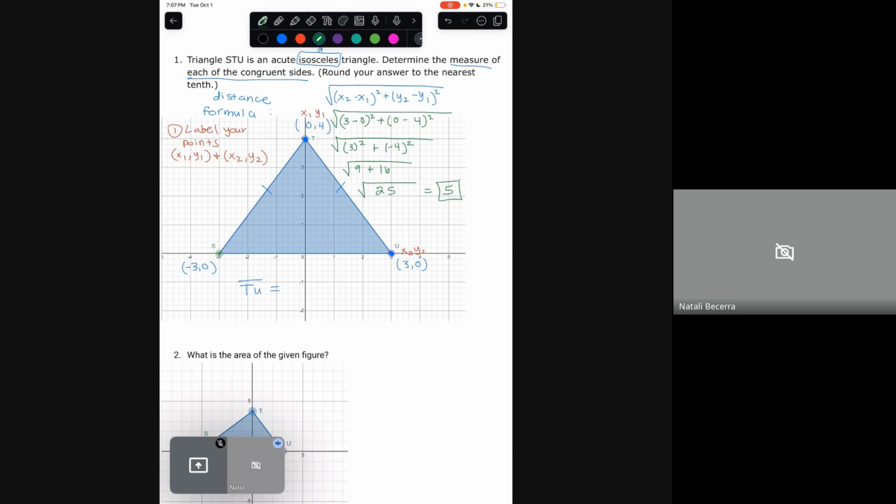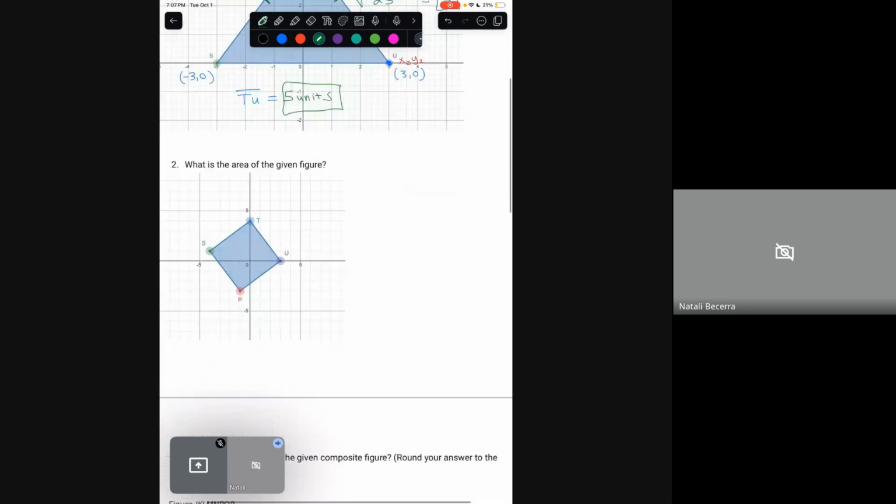Okay, so the distance between T and U is 5 units. And as you can tell, ST is also going to be 5 units because they are congruent, right? So my answer, whenever I type it in, would just be 5 units. You're not adding the sides or anything. It's just asking, determine the measure of each of the congruent sides. So each side is 5 units. So that's how you do number one.